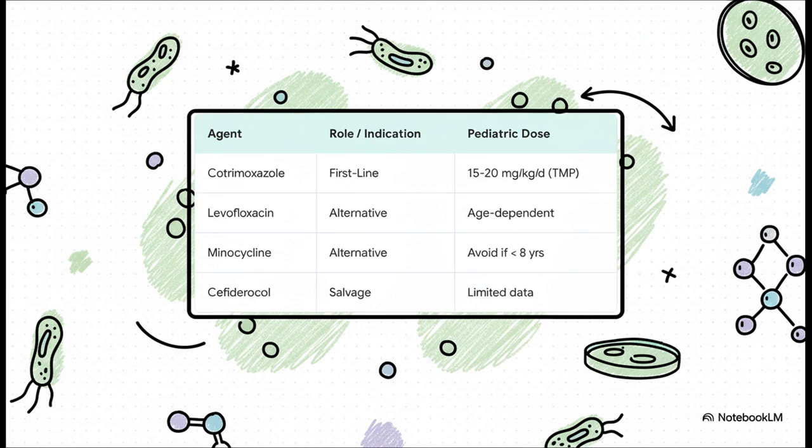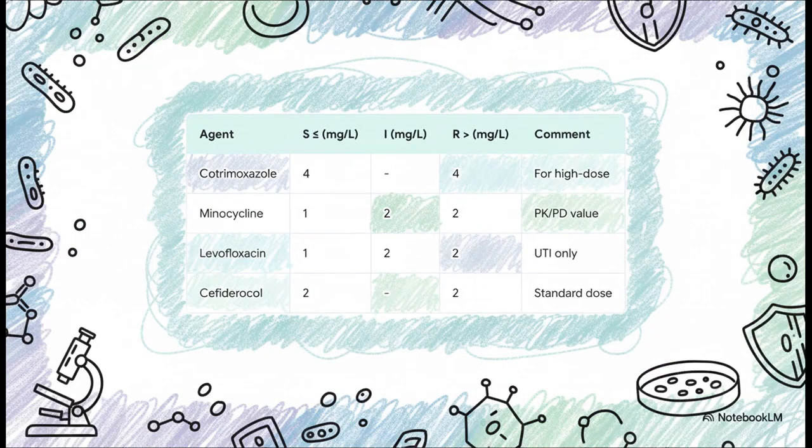Now, in kids, the main player is still high-dose cotrimoxazole. Levofloxacin is an alternative. Of course, you have to remember the age restrictions on drugs like minocycline, so you generally avoid that in younger children. And cefiderocol is starting to look like a good option for salvage therapy, though we're still waiting on more pediatric data.